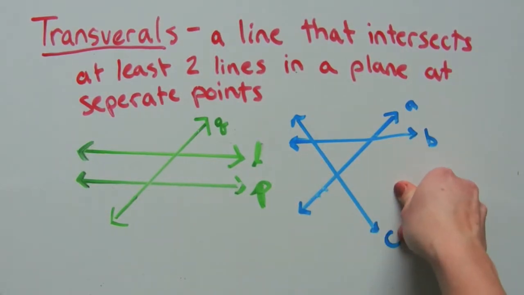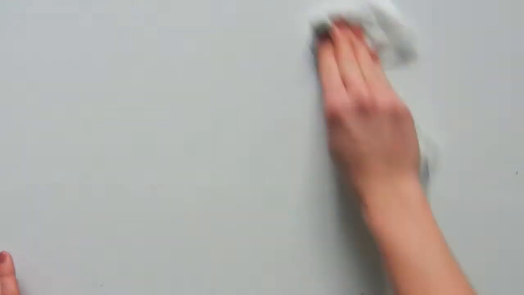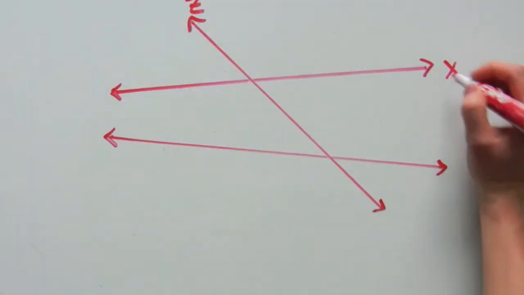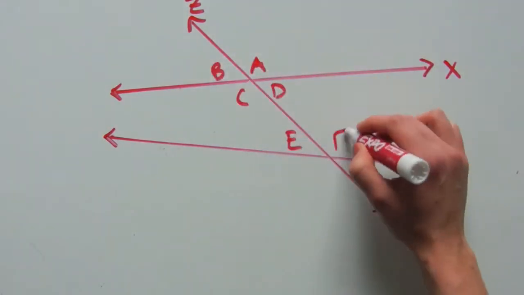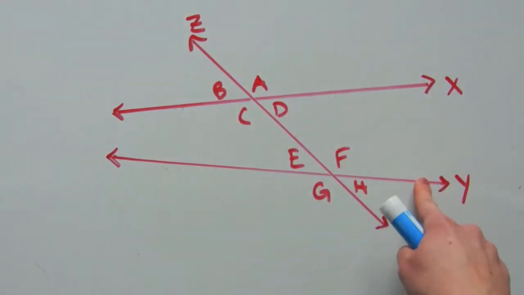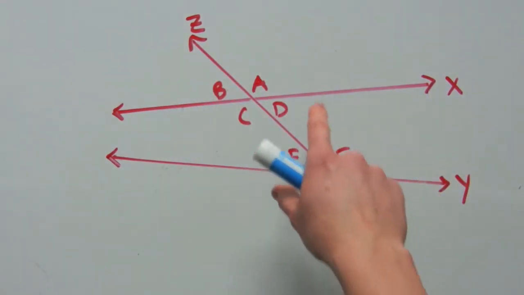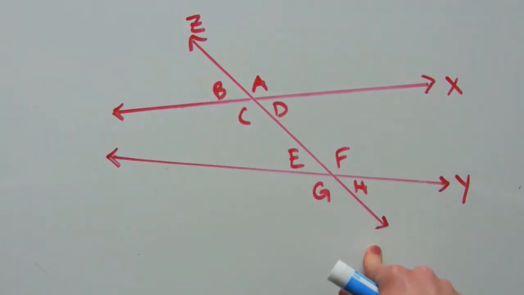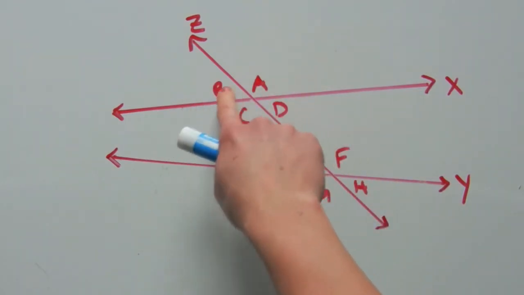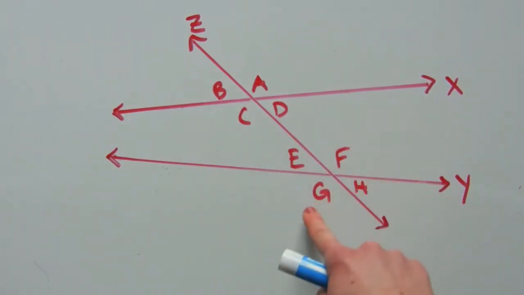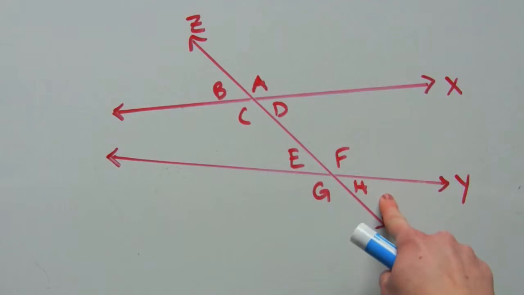When we have a transversal, we have certain names for angles that it creates. Here I have drawn a transversal line Z with X and Y. Note, this line creates 8 different angles: A, B, C, D, angle E, F, G, and H.